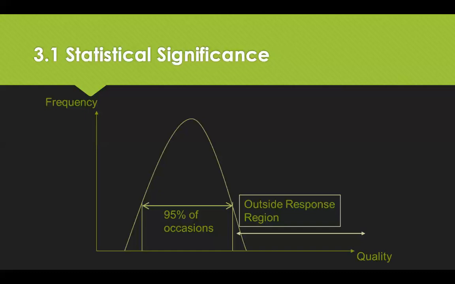So here again, you can see the outliers in the response region. It's statistically significant, and the result can be relied upon as worthy once you take those out of the equation.